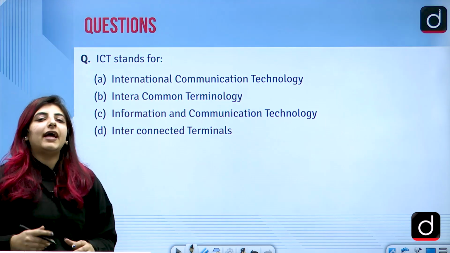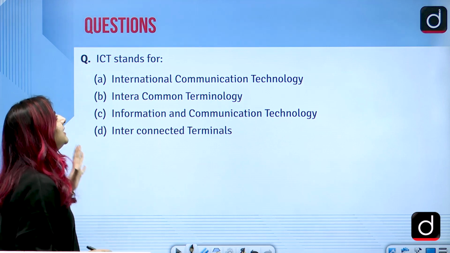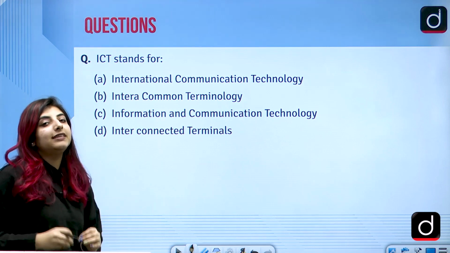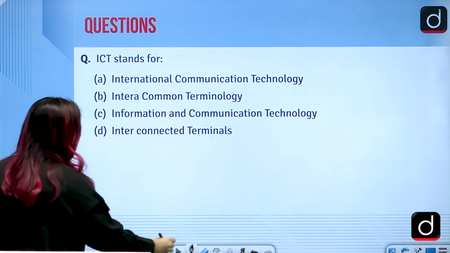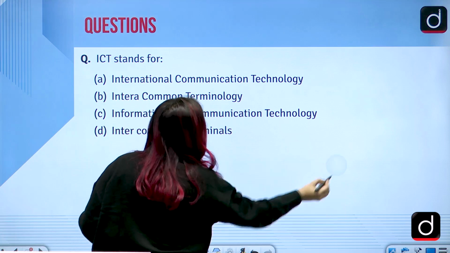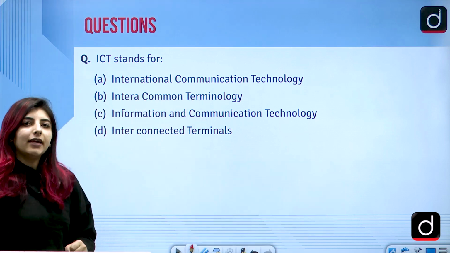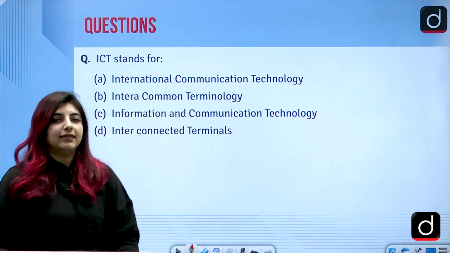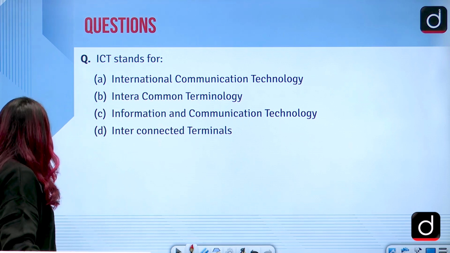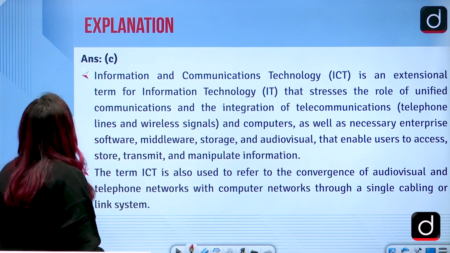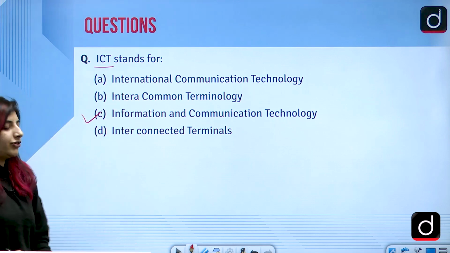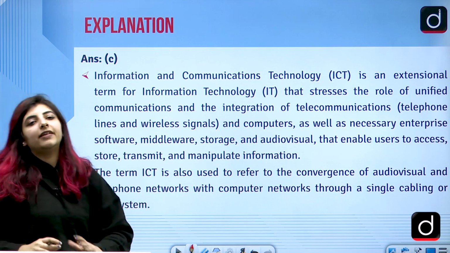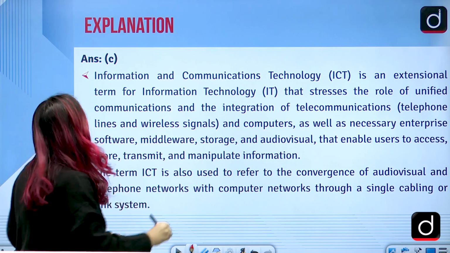So the first question that I have here for you is: ICT stands for. What is the full form of the word ICT? You all can pause your videos and answer this question and then play it again to see what the answer was. The answer here is option C, which is information and communication technology. Let's see what we have here in the explanation for the ICT part.